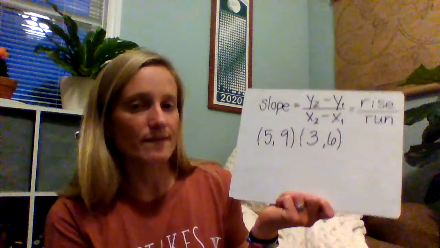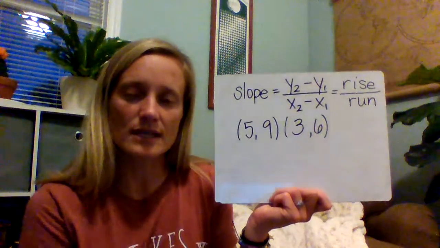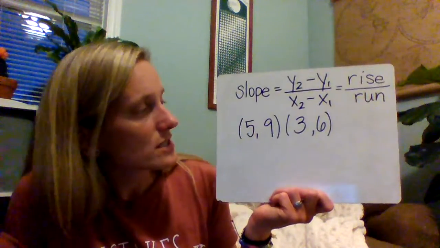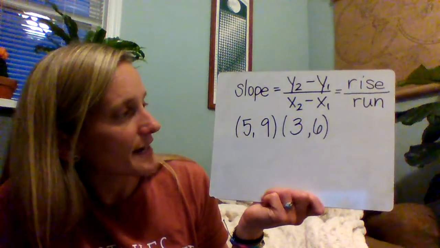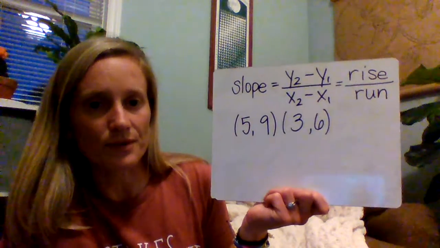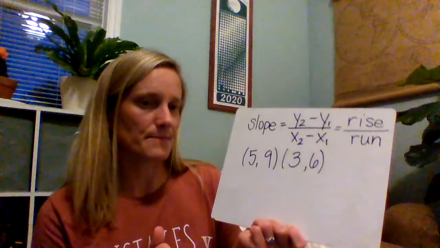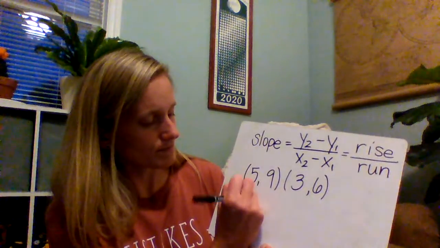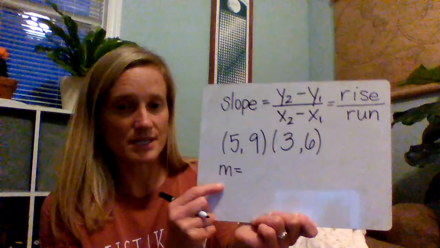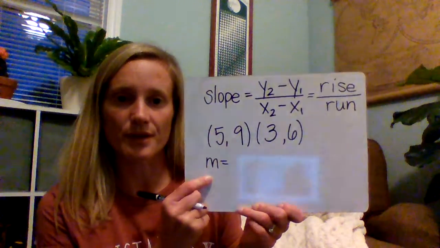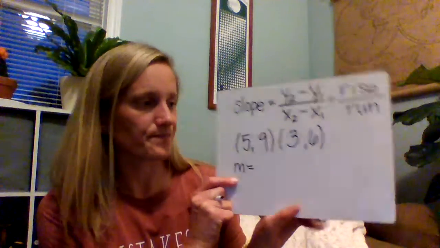So for an example, I have these 2 points right here. So we have a line on our graph and it crosses through the point (5, 9) and it crosses through the point (3, 6). And I want to find the slope of this line. I'm using m here because m is the variable that we use to represent slope.